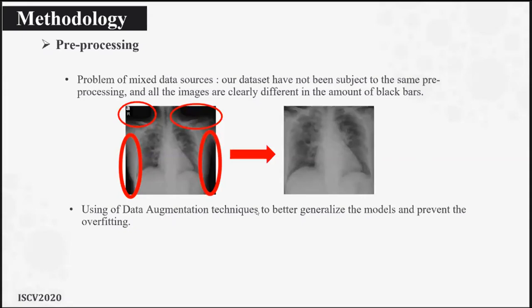And also, we use data augmentation techniques to better generalize the models and prevent overfitting. About the data augmentation techniques, we have used many, like the rotation technique and horizontal flipping. We use horizontal flipping to deal with the symptoms of pneumonia on each side of the chest. And we also use normalization on our X-ray images.